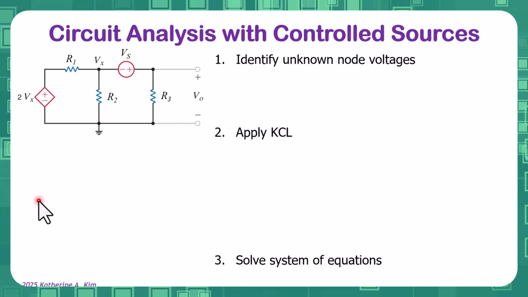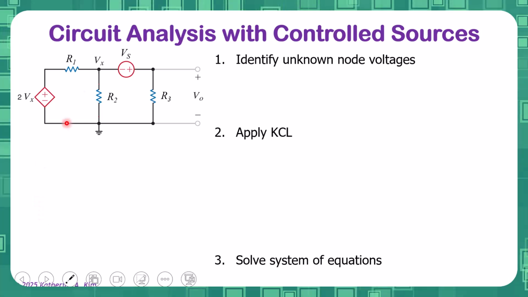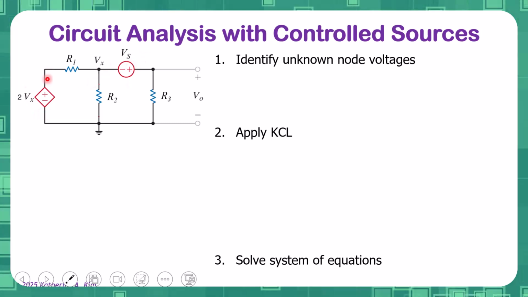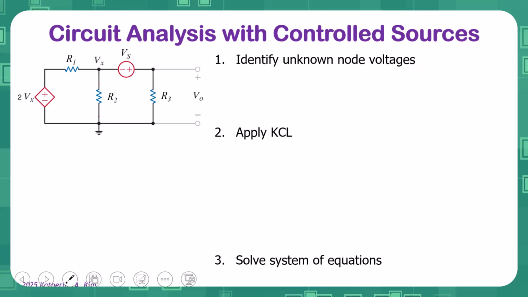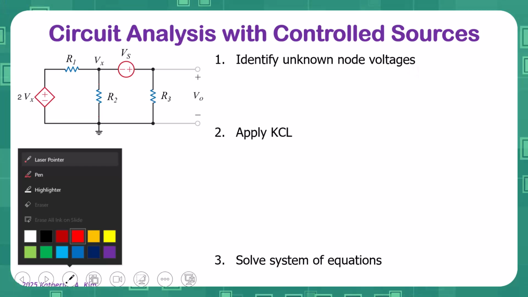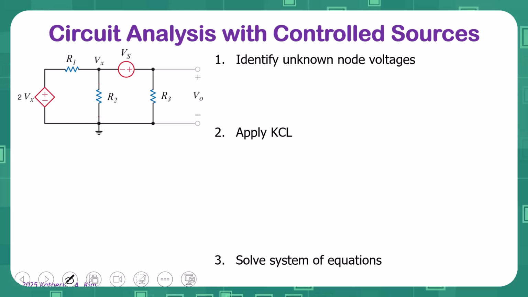All right, so let's now take the same problem again and set it up using node analysis. All right, so here's our circuit again. Remember, we have one controlled voltage source and one independent voltage source here. So we want to identify our unknown node voltages. And we can see, we are going to use suppression this time because it'll simplify our circuit.